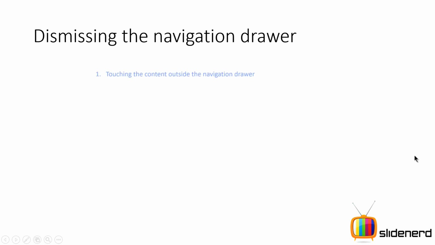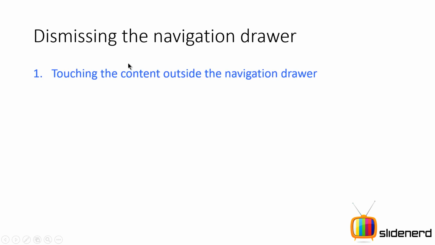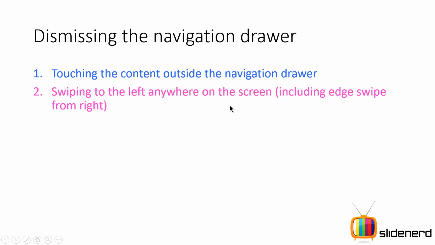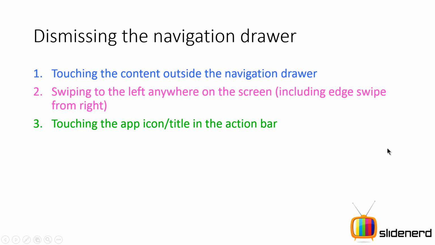So how do you close it? Once you open the navigation drawer, touching the content outside the drawer will close it. If you swipe to the left anywhere on the screen, that will close it. If you touch the app icon or title in the action bar at the top, that will close it. Or if you press the back button on your device, that will close it.